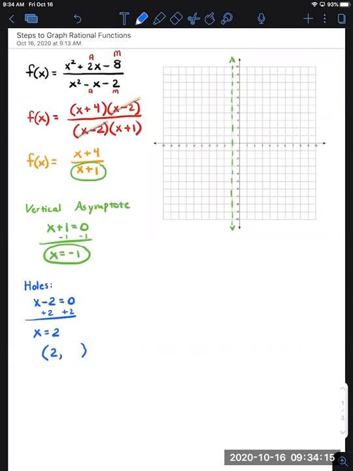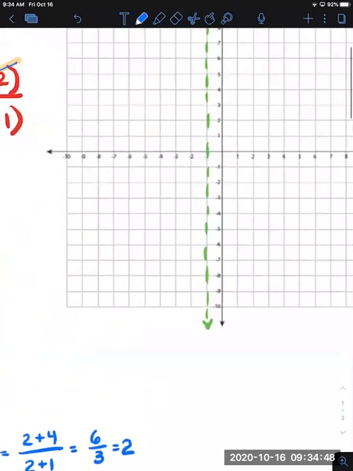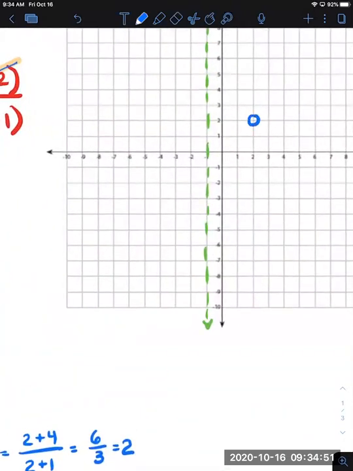So what you do is you take your simplified equation, x plus 4 divided by x plus 1, and you make all the x values 2. You plug in a 2. So then you get 2 plus 4 divided by 2 plus 1. So that's 6 divided by 3, which is 2. So my y value in this case is 2. So I'm going to put the hole on my graph at 2, 2. So if you need to zoom in, you're drawing an open circle at those coordinates.